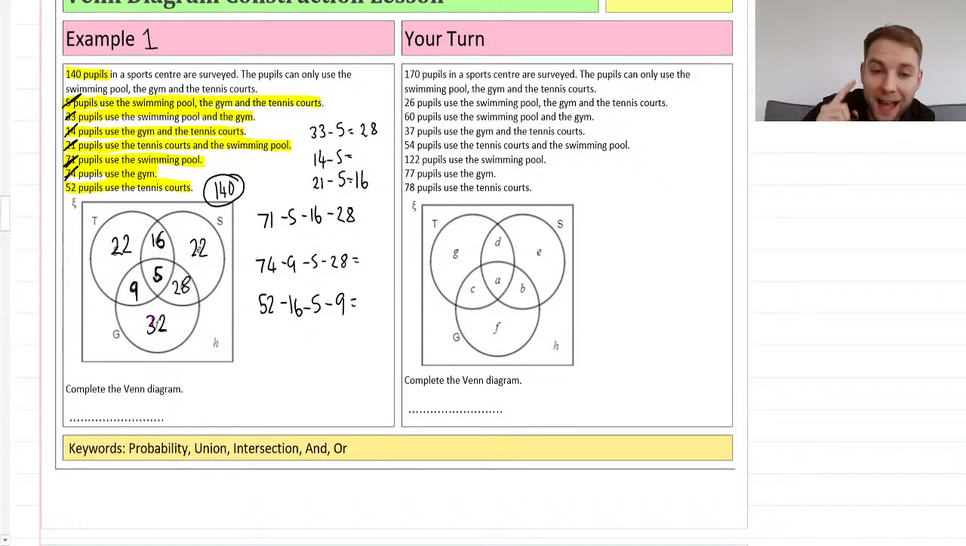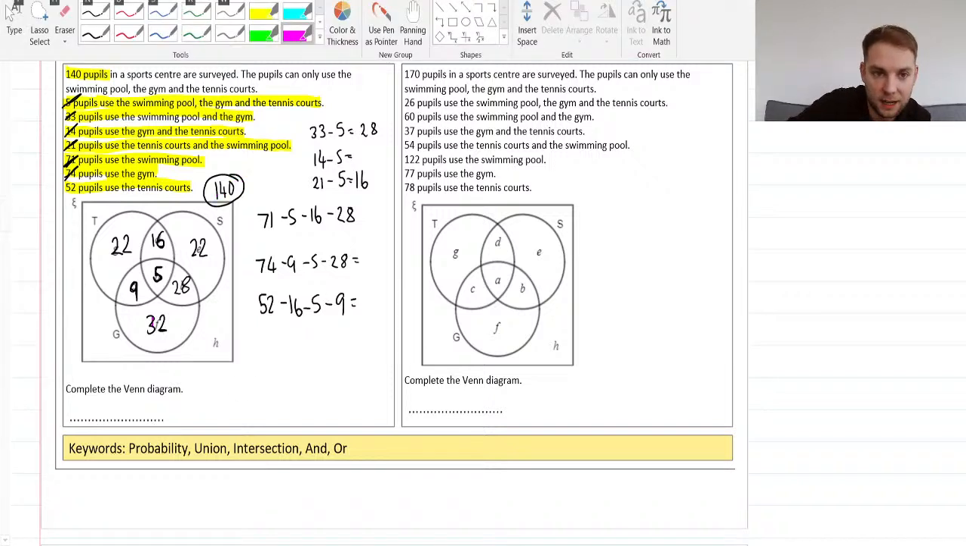So to find out what's on the outside, I need to do 140, since everything in here sums to 140. So I need to do 140, take away 22, take away 16, take away 22, take away 5, take away 9, take away 28, take away 32, to find out what's left over here. Okay, so let's do that now. So 140, let's write it down.